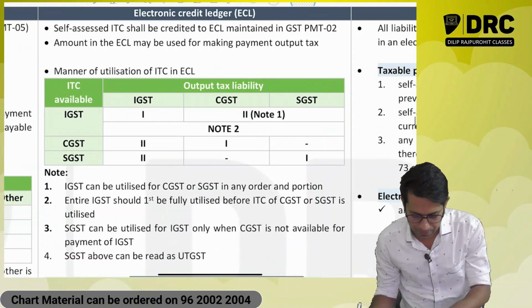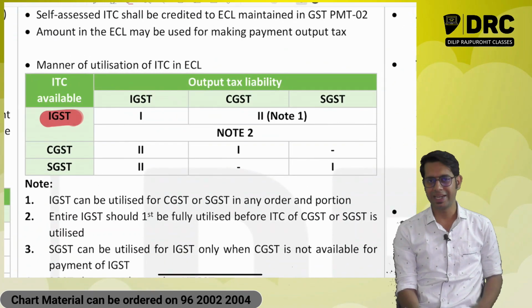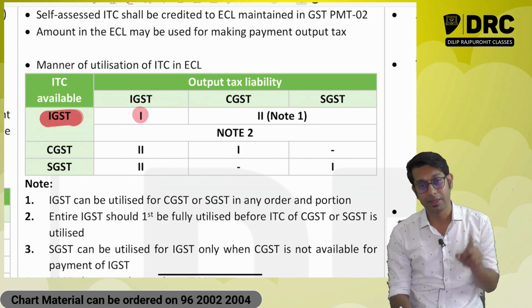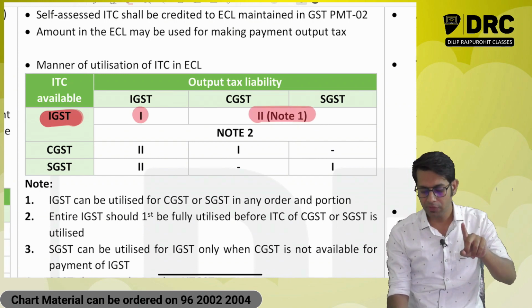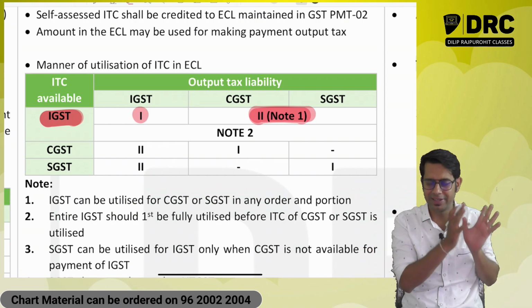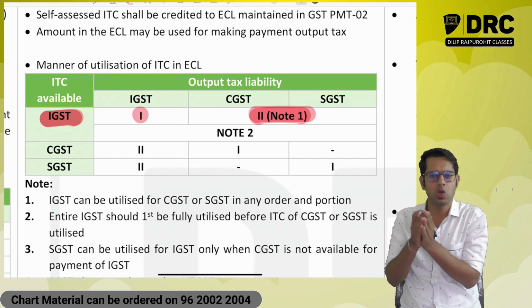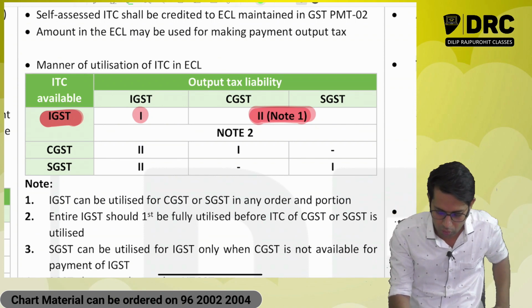How do I utilize? The manner of utilization of input tax credit is, if you have IGST credit, first use it for IGST. Then if anything is left over, use it for CGST or SGST in any proportion you want. IGST credit can be used for the purpose of making the payment of IGST first, then use it for CGST or SGST in any proportion you want to use it.